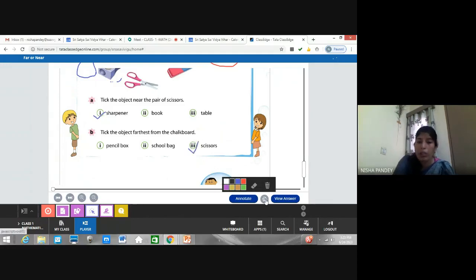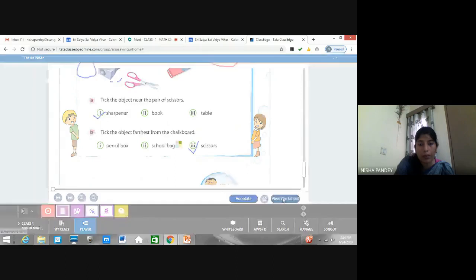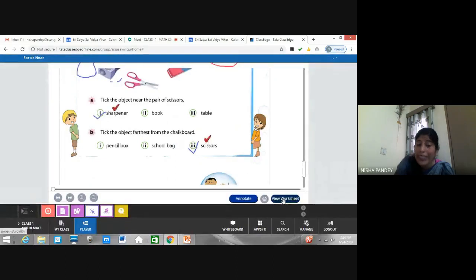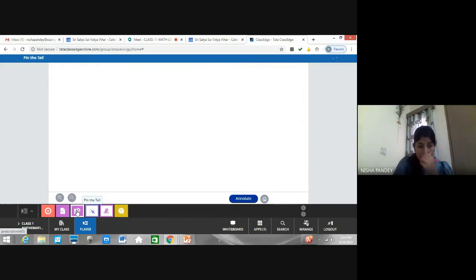Okay, so our answers are correct or not? Let's see the correct answer here. Yes, correct answer. First answer is sharpener, which was near to the pair of scissors, and second option was scissors. Both answers are correct. Congratulations, children. Okay, let's see the pin the tail game.